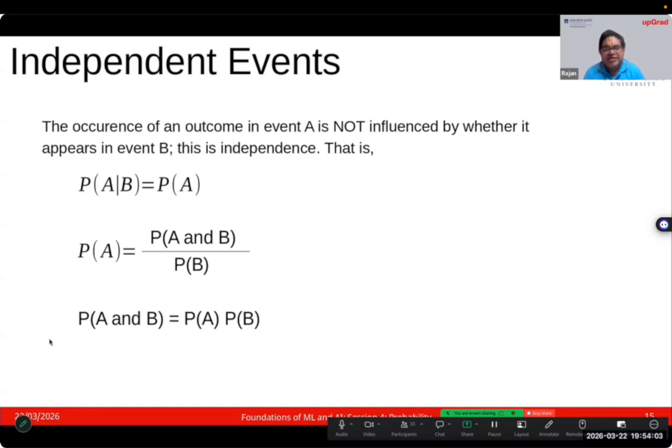So the condition for independence comes from conditional probability. If the conditional probability is not dependent upon the condition, then the events are independent. The condition has no effect on the conditional probability. If that is the case, then the events are independent. So that's how we derive this.